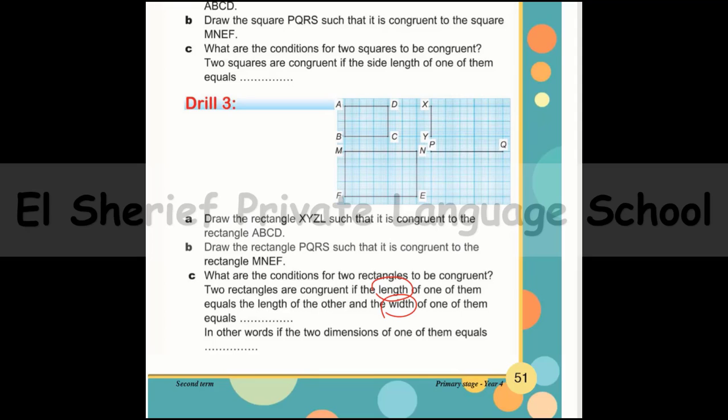And in a triangle, we draw a triangle with sides 3, 4 and 5, and we draw another triangle with sides 3, 4 and 5 also. Those two triangles are congruent. So if the corresponding sides are equal, that is enough for the two triangles to be congruent.